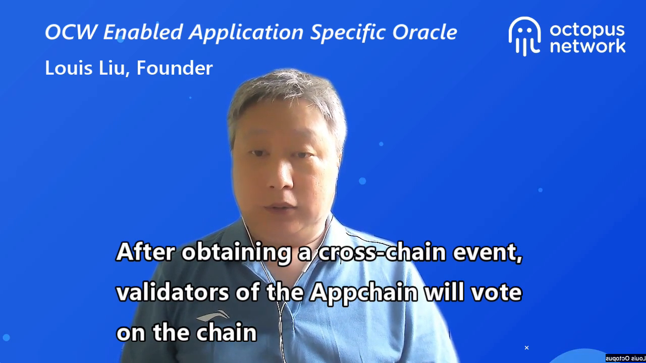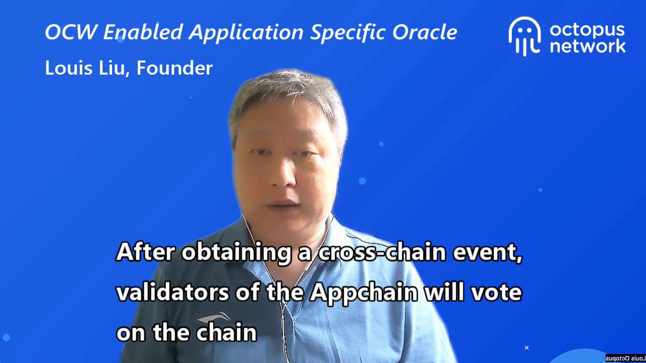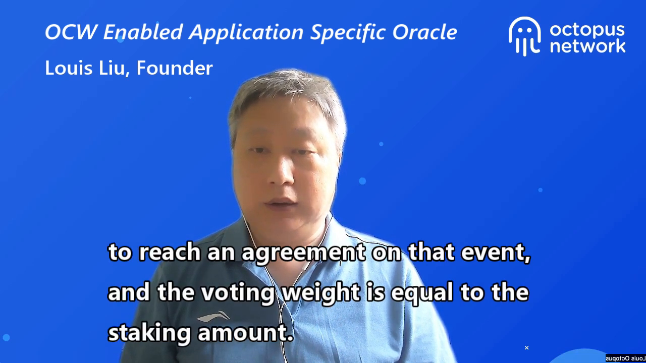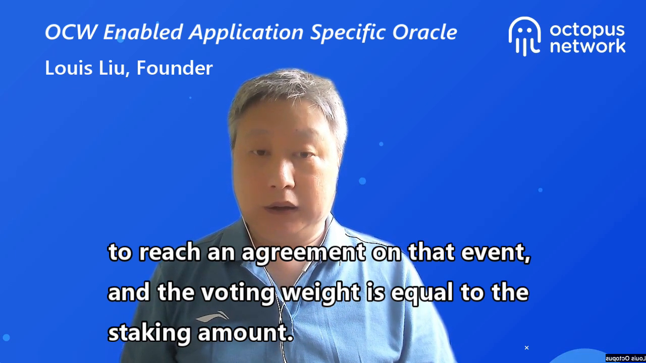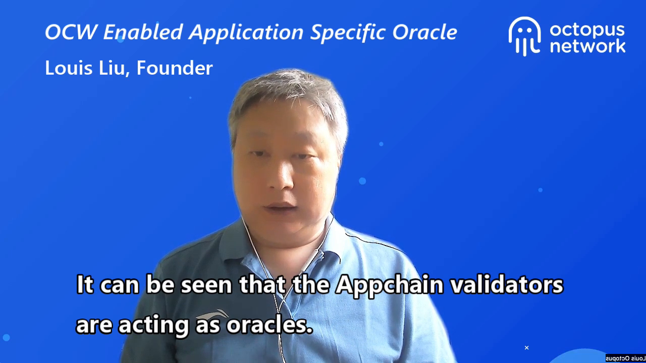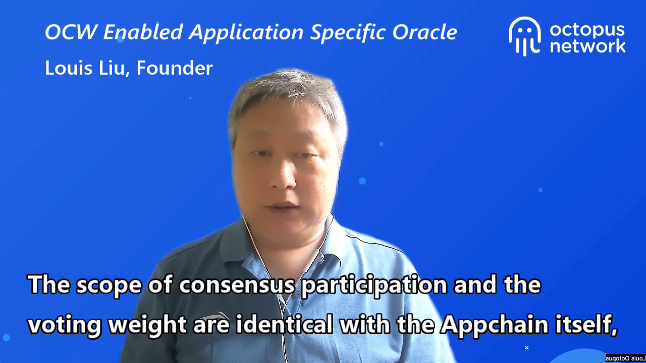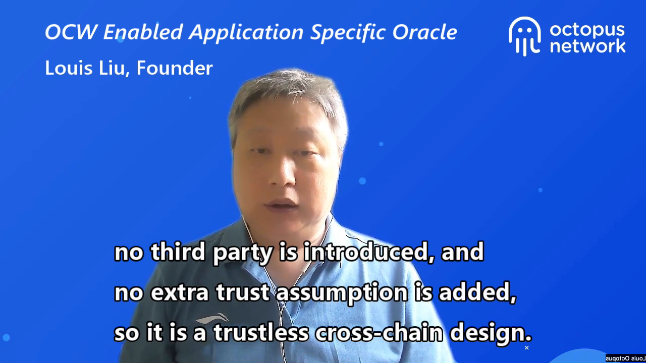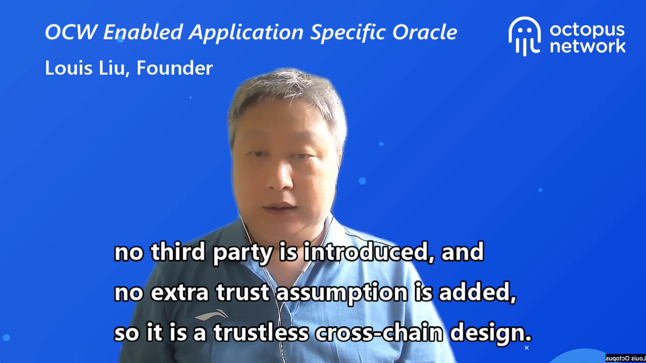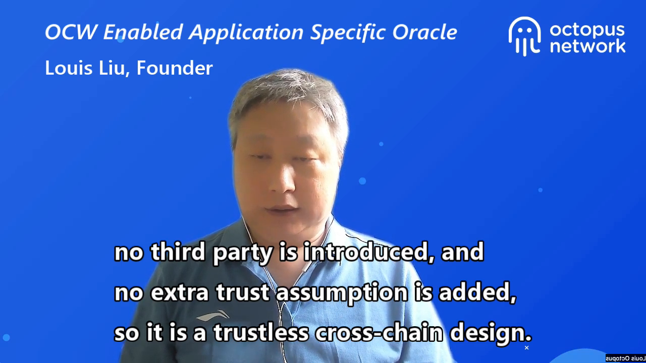After obtaining a cross-chain event, validators of the AppChain will vote on the chain to reach an agreement on that happening, and the voting weight is equal to the staking amount. It can be seen that the AppChain validators are acting as oracles. The scope of consensus participation and the voting weight are identical with the AppChain itself. No third party is introduced and no extra cost assumption is added. So this is a trustless cross-chain design.